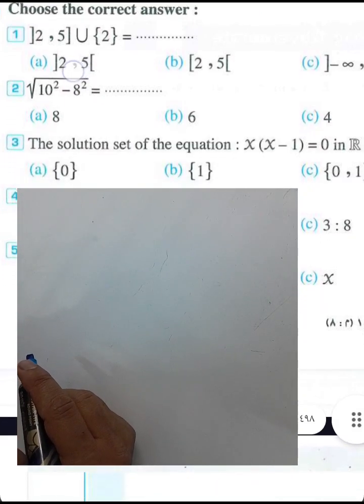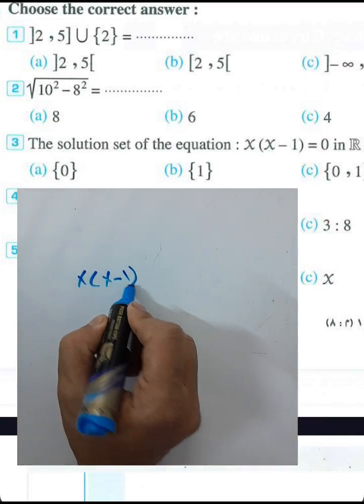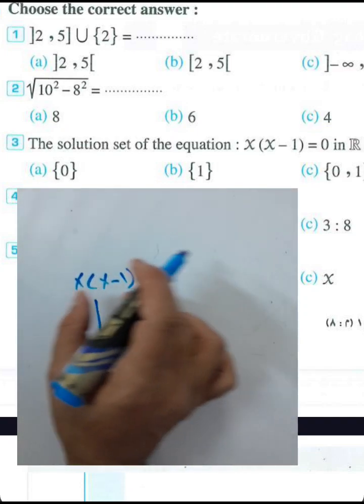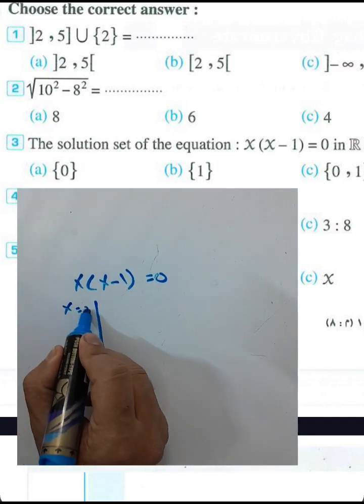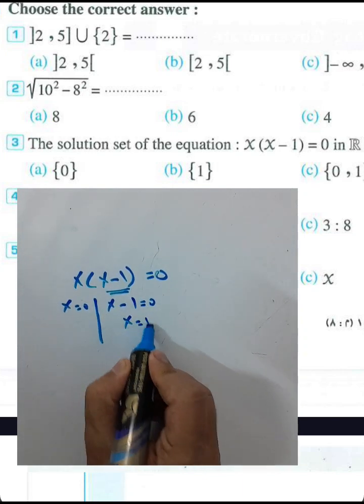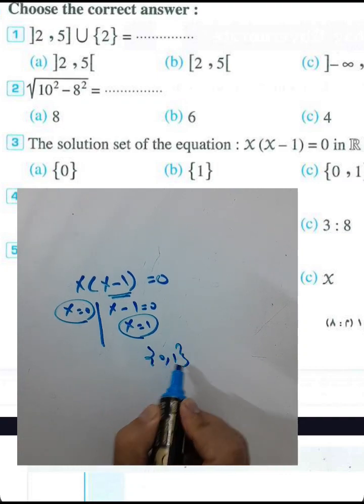The solution set of the equation x product by x minus 1 equals 0 in R. We have two factors, and the product of them equals 0, so the first equals 0, and the second, x minus 1 equals 0, then the value of x here equals 1. We have two solutions here, 0 and 1.